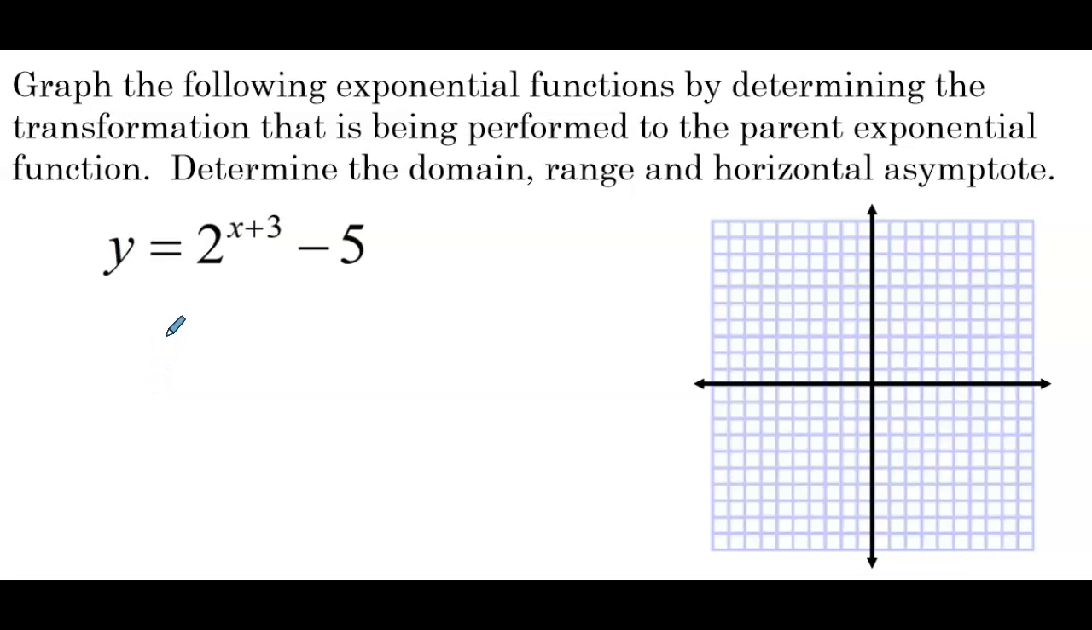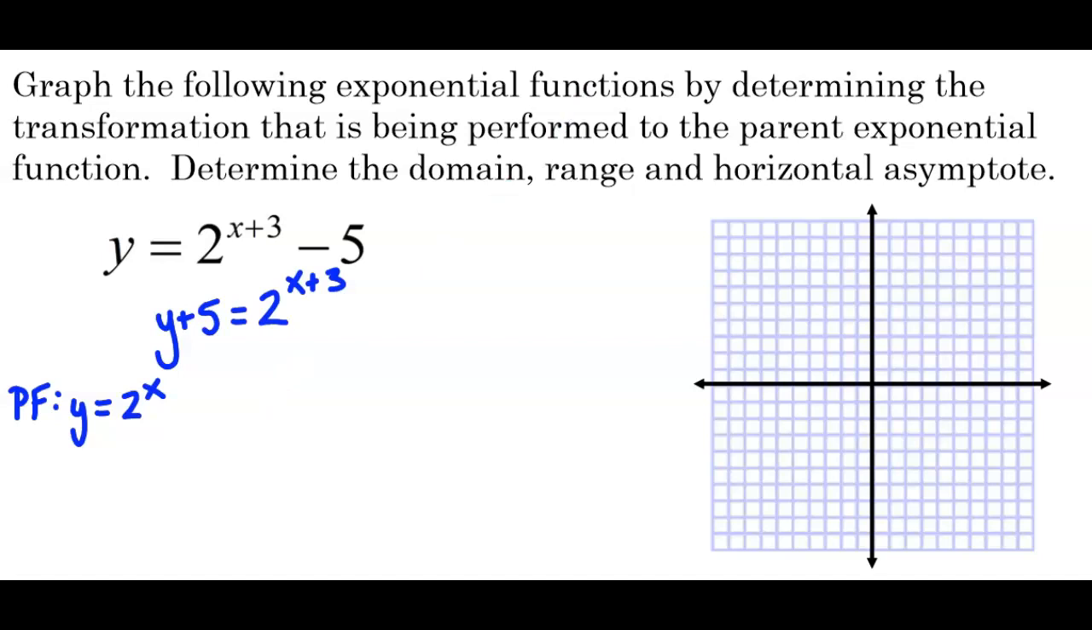Same directions, our next function is y equals 2 to the x plus 3 minus 5. So first we'll move the -5 over, so y plus 5 equals 2 to the x plus 3. So our parent function, well, the base is 2, so y equals 2 to the x.